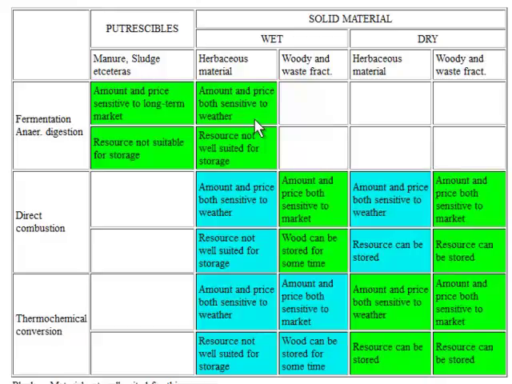In contrast to that, woody materials and waste fractions will both certainly be variable. The price will be variable depending on the long-term market. But with woody fractions as well as with waste fractions from household, we're talking longer time for the variations. They will not be so very variable from one year to the next year, whereas there may be a long-term trend.